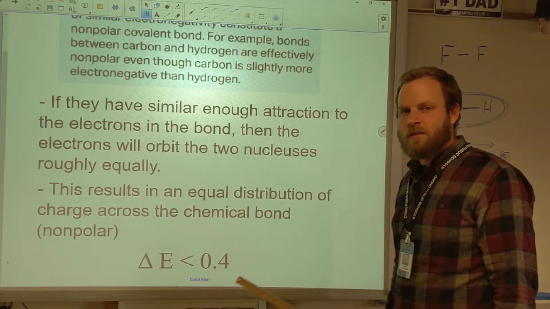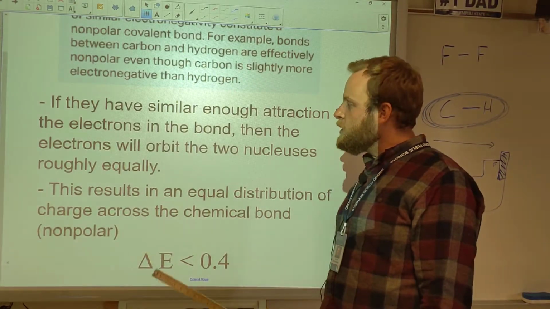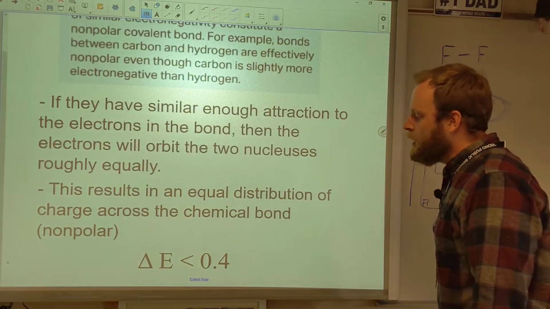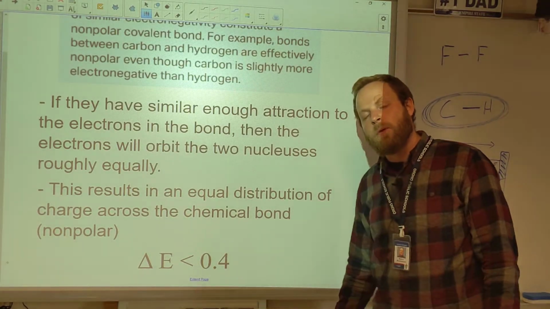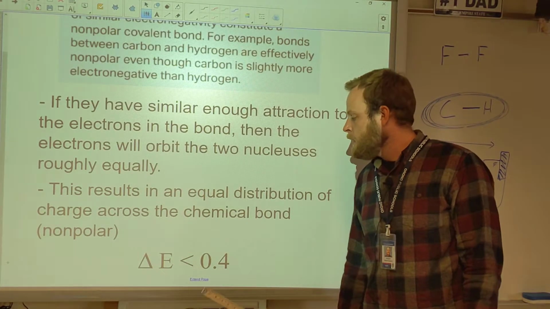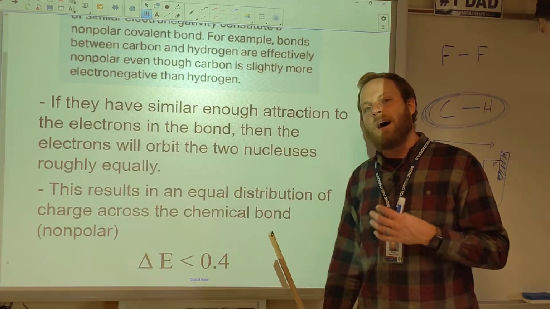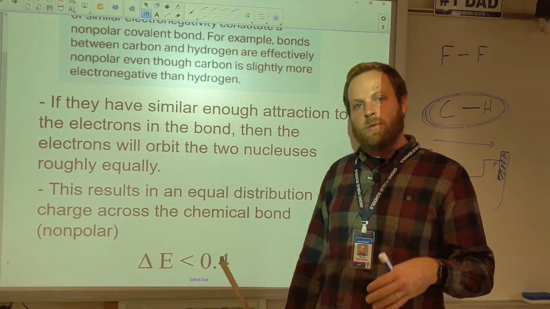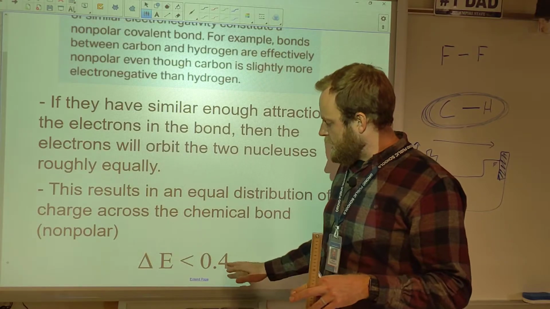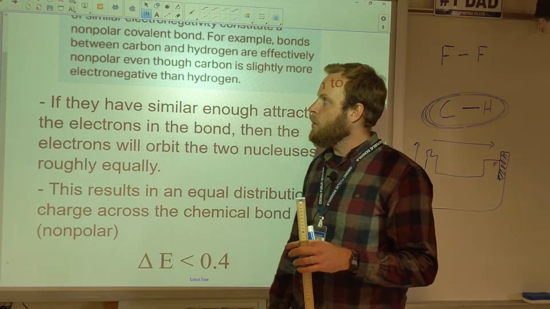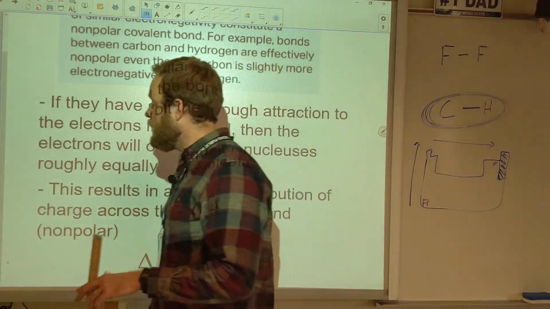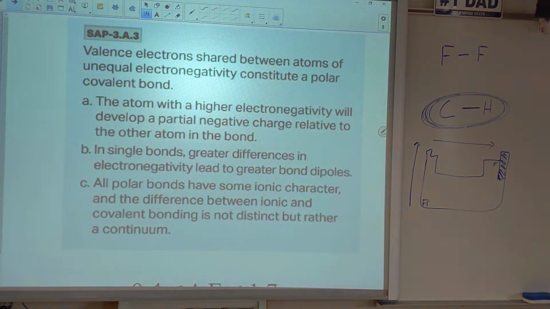If it's anything less than 0.4, you usually consider it nonpolar. There's a few cases where it'll be exactly 0.4, where it's still considered nonpolar. Electronegativity is a really good guide, but it is not an absolute. There are numbers slightly above this that are still considered nonpolar for various reasons. You don't need to know those various reasons for the AP chemistry test.